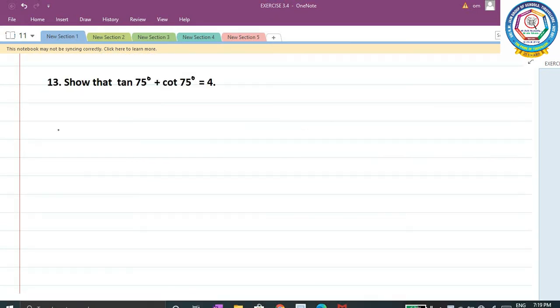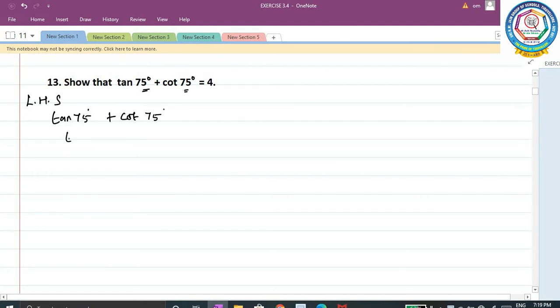Question number 13. Show that tan 75 degree plus cot 75 degree equals 4. We have to prove tan 75 degree plus cot 75 degree equals 4. Now I am going to take the left hand side. What is the left hand side given? Tan 75 degree plus cot 75 degree. First I am going to take tan 75 only. Tan 75 can be written as tan of 45 degree plus 30 degree.